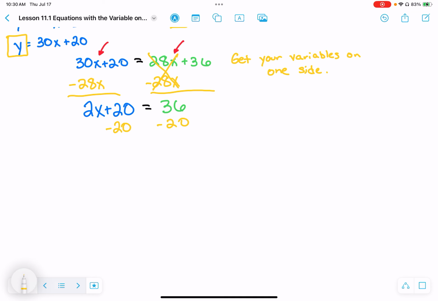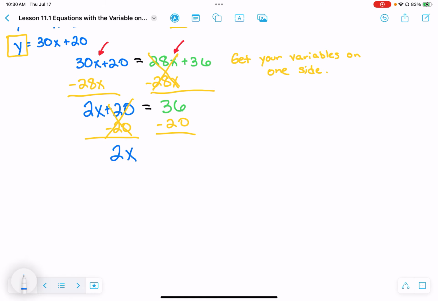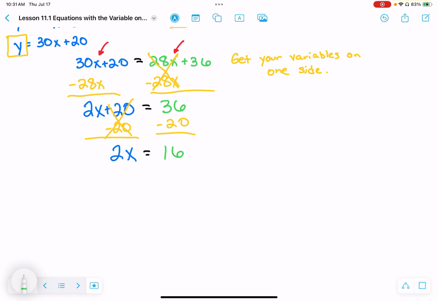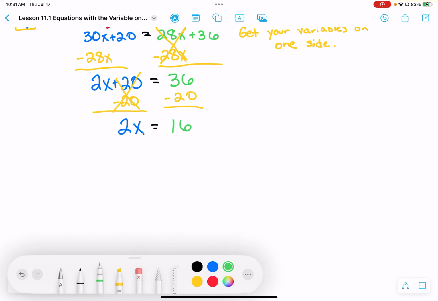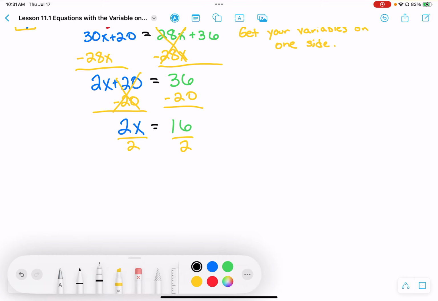So now it's a very simple two-step equation. We've been doing these forever. Let's subtract 20 on both sides to eliminate that positive 20. Okay, that will give us 2x equals 16. And then, of course, the last thing we need to do is divide by 2. And 16 divided by 2 is 8.